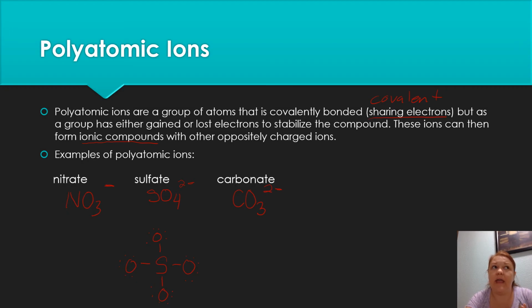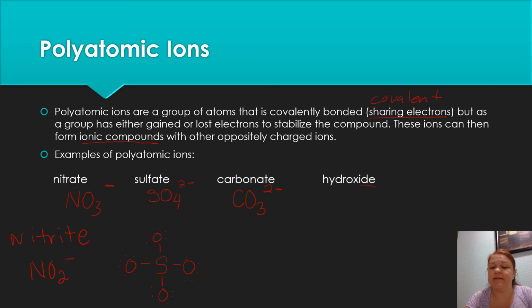The ATE ending indicates that it has one more oxygen than the ITE. So we could make nitrite, change it to ITE, and it would have one less oxygen, but the same charge. You could do the same thing with sulfate, make sulfite, or carbonate, make carbonite, and you just drop an oxygen. So that's something else that can occur.